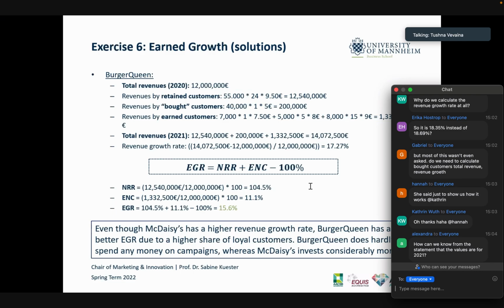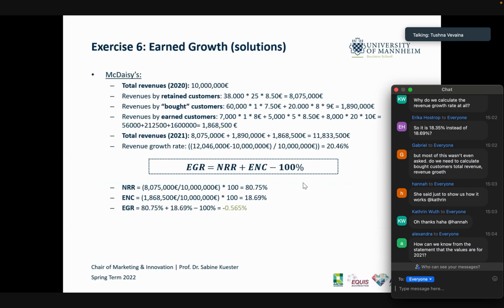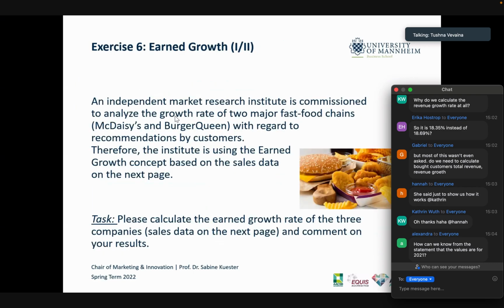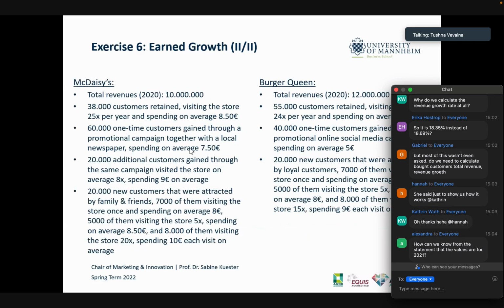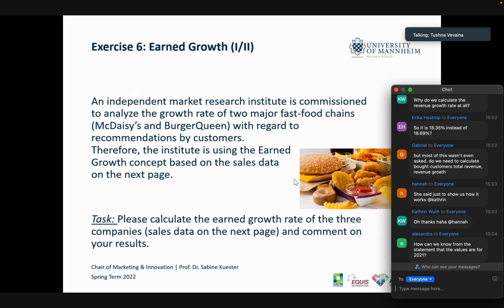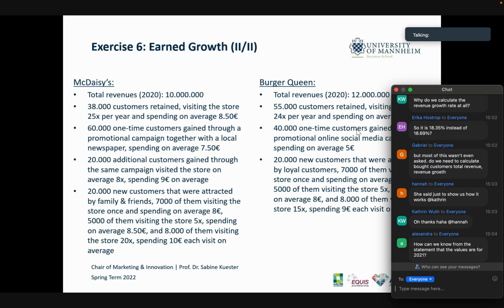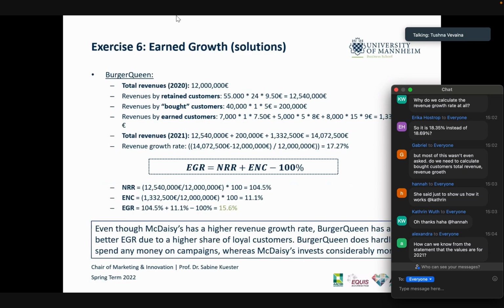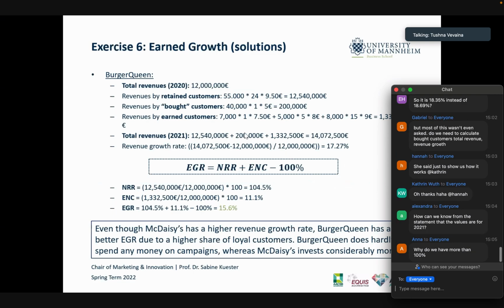How can we know from the statements that these are values for 2021? Total revenues are given for 2020, and then if you calculate your total revenues, we are comparing it for 2021. I know it's not clearly given. It came to my mind that when you're calculating one year and then getting another figure, it's for the new year. That's how you would most probably be given it in the exam. I think it's a slip up where it's not mentioned here.